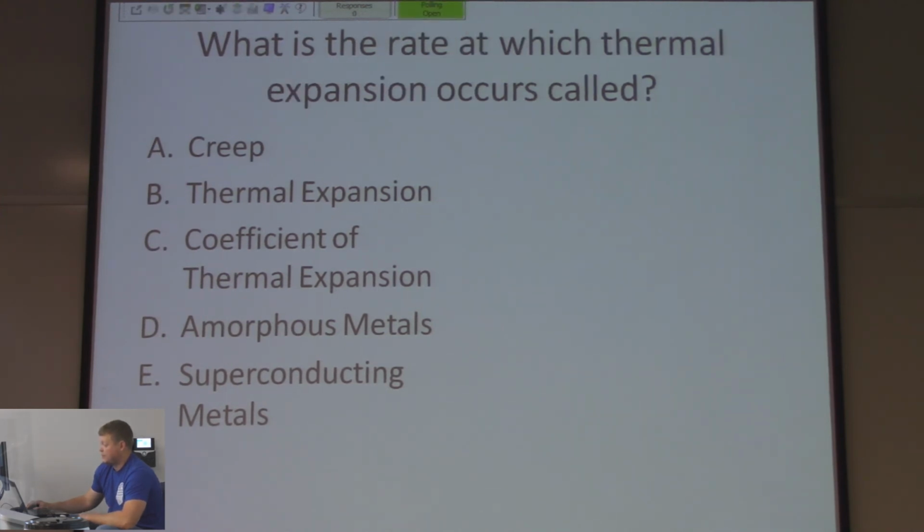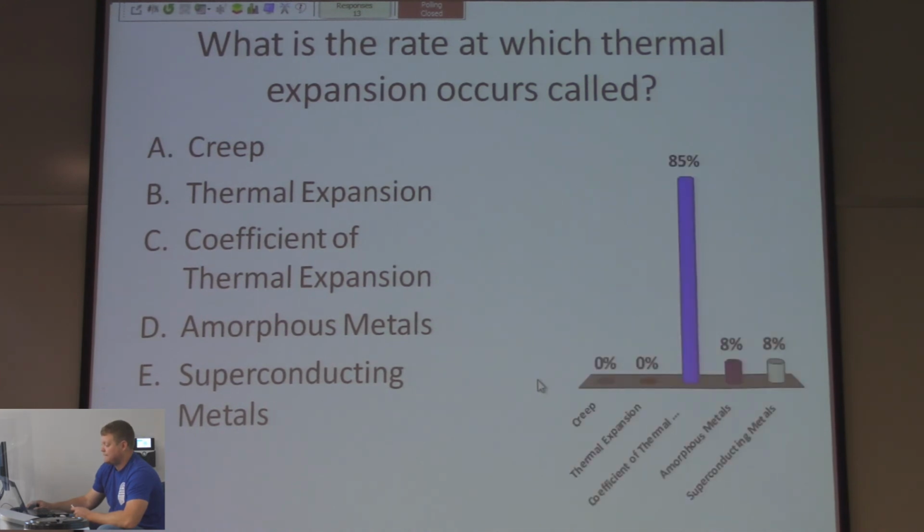What is the rate at which thermal expansion occurs called? I bet you can't get this one through the process of elimination. Or did I put it on there twice? I've done that before and I got yelled at. You can't triple stamp a double stamp, turns out. Coefficient of thermal expansion, right?